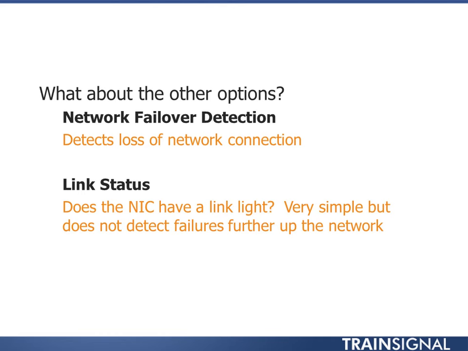Does vSphere see a connection, see the NIC come up? It's simple, but it only detects the switch that you're connected to. It doesn't detect a failure upstream in the network. So if I've got my host connected to a top-of-rack switch and a top-of-rack switch connected to an end-of-row switch, as long as the top-of-rack switch has a link light down to my host, I'm all good and happy. But if we lose the connection from the top-of-rack switch to the end-of-row switch, I'm not going to know about it. So we need to fix that.